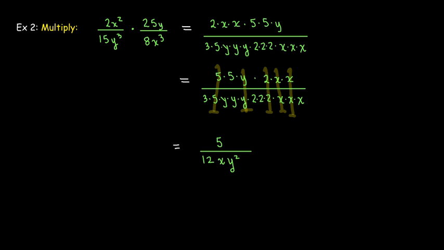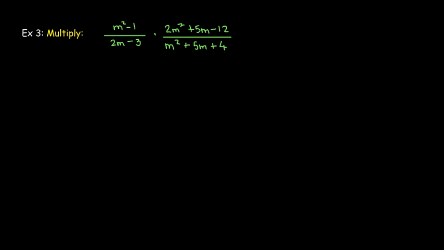Okay, good. Now, going to multiply fractions with polynomials. So I'm going to go ahead and factor all of these completely. The 2m minus 3 is already prime. M squared minus 1 I can factor as the product of conjugates. M squared plus 5m plus 4, that one I can figure out as being m plus 4 and m plus 1. This one I need to think about, 2m squared plus 5m minus 12.